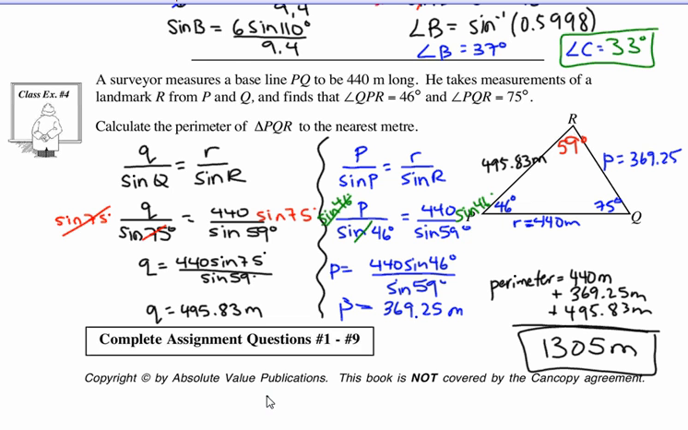There you go. And so the homework for this is 1 through 9, but you can omit 6b.